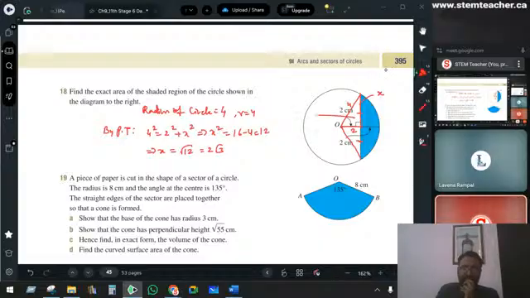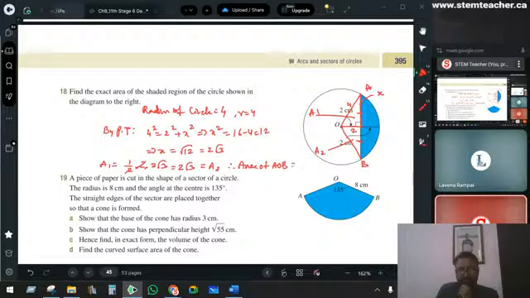The area A1 is equal to 1 by 2 into base into height, which is 2 root 3. This area A1 is 2 root 3, and this A2 is 2 root 3. So the area of AOB is 2 root 3 plus 2 root 3, which is 4 root 3. So this is the area of the triangle. And you know the angle. Now how can we get this angle? This is 90.